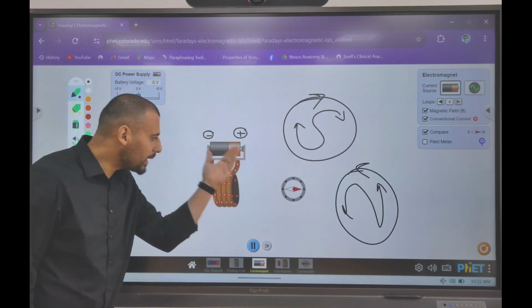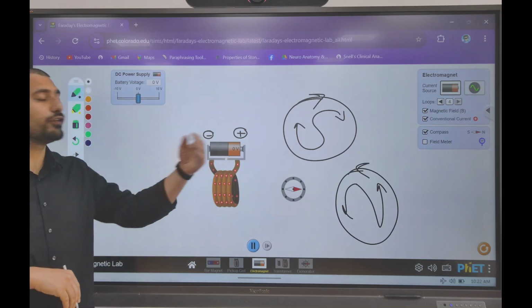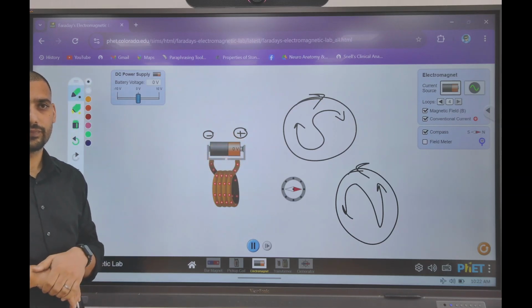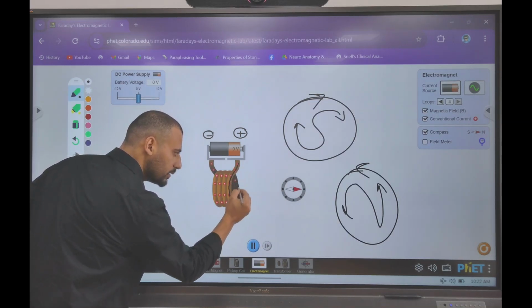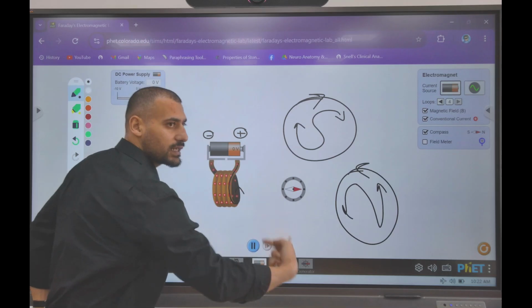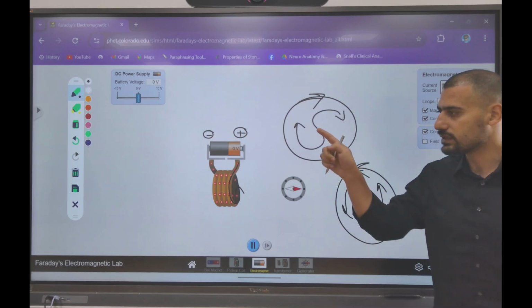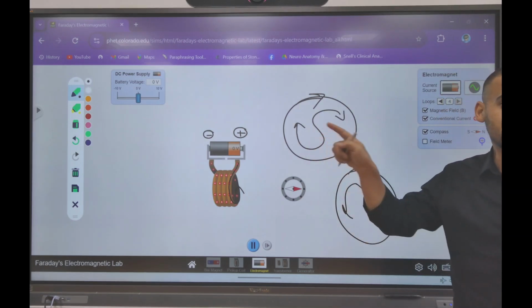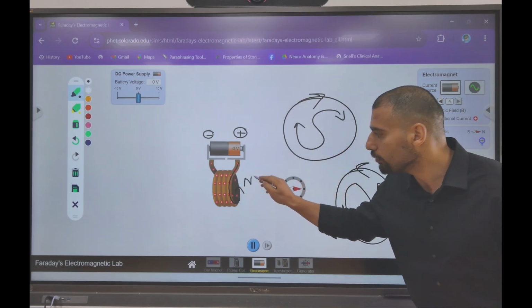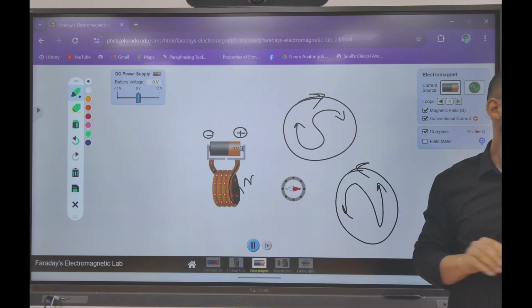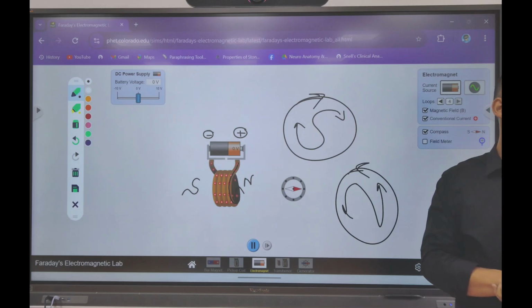Now what is happening? When I connect the battery across the terminals, the current will flow. Current flows from positive to negative. So when the current is flowing, current will flow like this, isn't it? So which pole will get generated here? See what is happening here. Current is flowing like this, see, like this. So it is the anti-clockwise direction, isn't it? When it is anti-clockwise, that means this pole will be north, and this will be south. Is that fine?